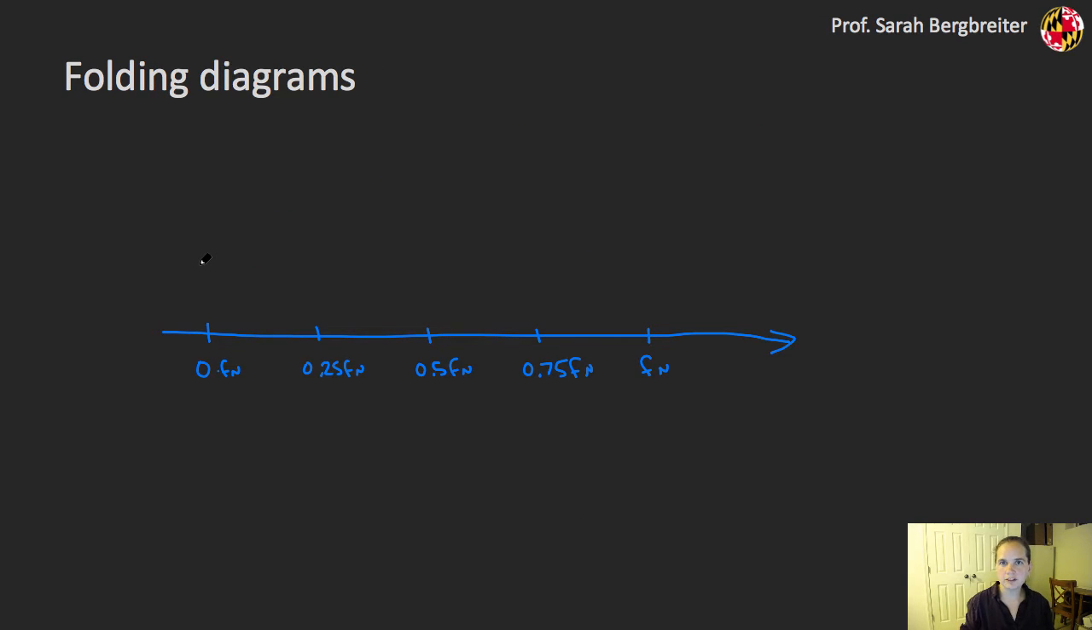So I can predict any alias signals that I might get from something called a folding diagram. Right? In the folding diagram, the most important part, I have this x-axis here, and I'm defining fractions of Fn from 0 to 1 Fn. Remember, Fn is my Nyquist frequency, which is half of my sampling frequency.